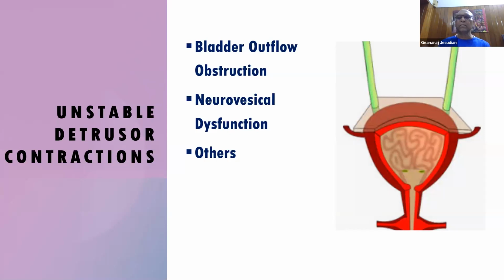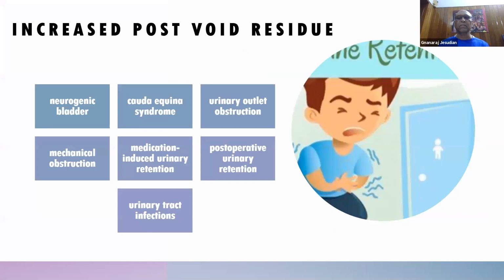And they occur if there is a long-standing obstruction. Say if there is a prostatic hypertrophy which causes obstruction for a long time, then these muscles become irritable and they start contracting. Or if there are any neurological problems, they also become irritable and present as unstable contractions.